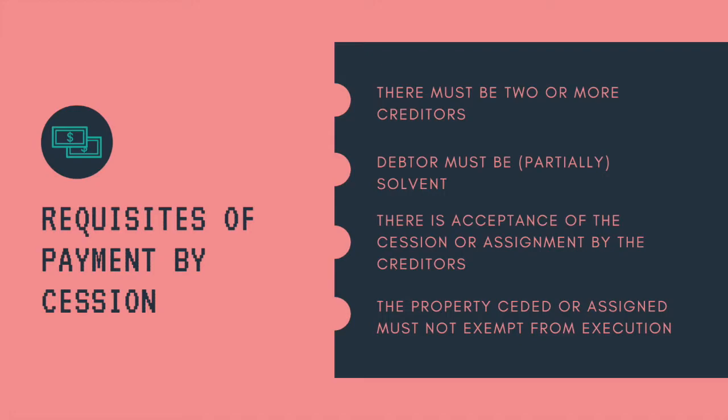There must be two or more creditors, meaning two or more creditors are involved in the agreement. Second, the debtor must be partially insolvent, meaning the debtor must partially be unable to pay debts owed. Third, there is acceptance of the cession or assignment by the creditors, meaning it is necessary that the creditors must fully agree to receive the cession or assignment given to them. Lastly, the property ceded or assigned must not be exempt from execution, meaning any possessions given or assigned to the creditor are not free from any obligations from the carrying out or putting into effect of the plan.